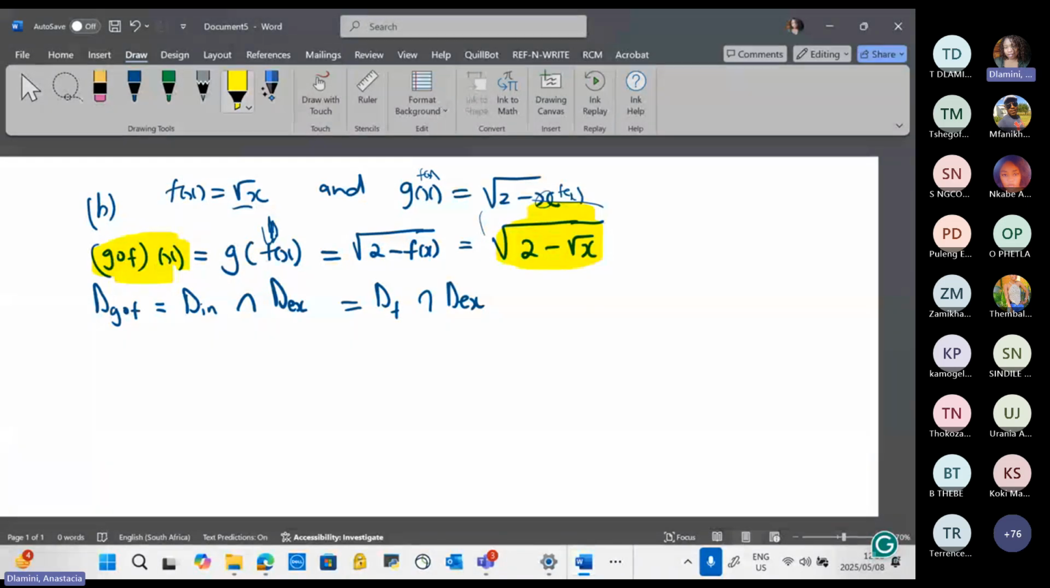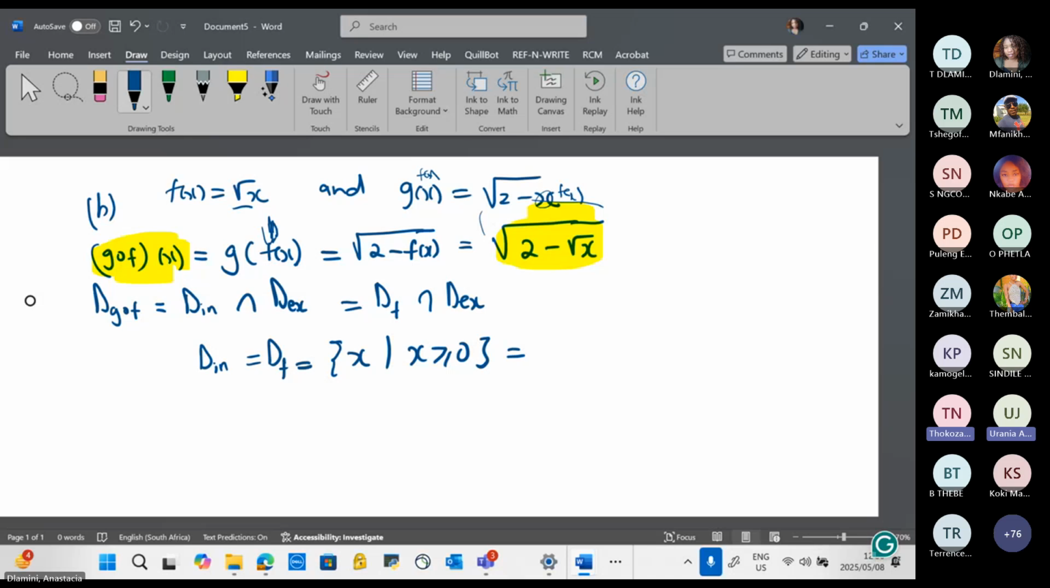So therefore, we go and find the domain of the inner function. In this case, our inner function is f. So what is the domain of f? X is greater than or equal to 0. So it's x, an element of the real numbers, such that x is greater than or equal to 0, because we know that everything under the square root should be greater than or equal to 0. Now with interval notation, how do I write that? From 0 to positive infinity. Well done. Now we are on the same page.